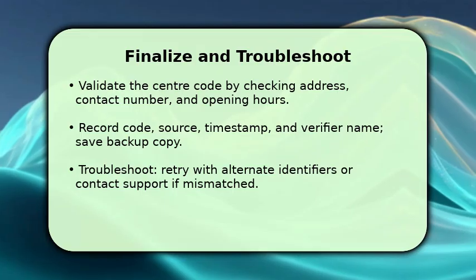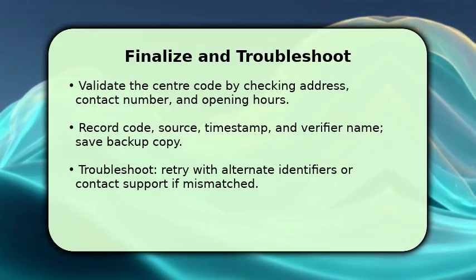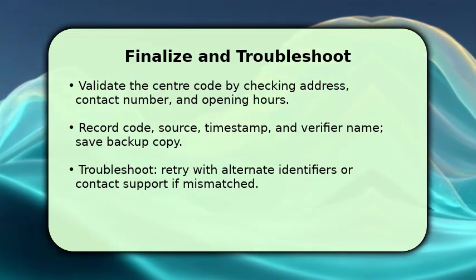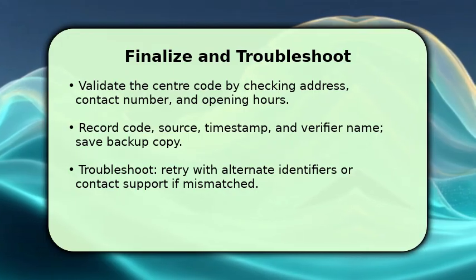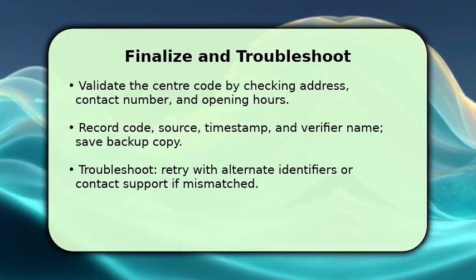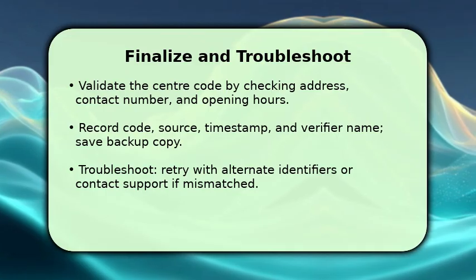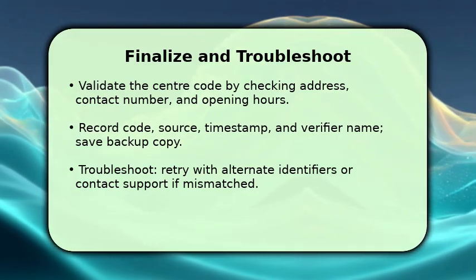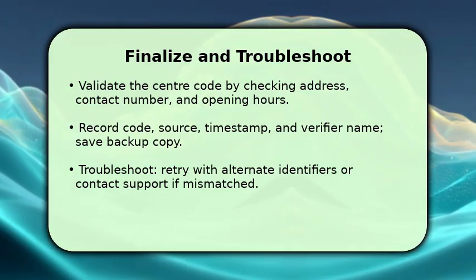If results conflict or you can't find a match, retry using alternate identifiers like nearby postcode or previous registration numbers, and escalate to support or the center directly. This single troubleshooting tip usually resolves most mismatches.